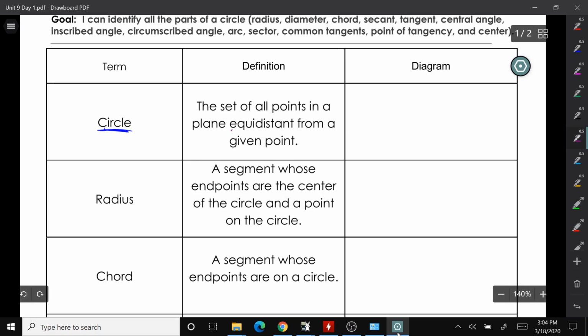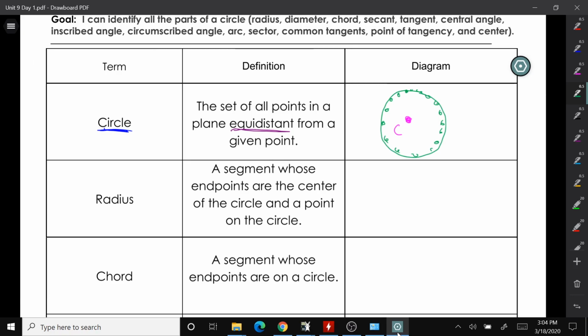Okay, equidistant means that it's the same distance apart. So the set of all points in a plane equidistant from a given point. So what that basically means is that if I have a point in the plane, we call that point C, and let's say I have a bunch of points that are 5 centimeters away from that point C. There's an infinite number of points, and if they're all 5 centimeters away, that does form a circle. So that's the mathematical definition of a circle.